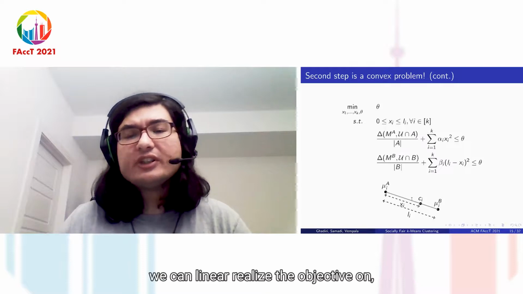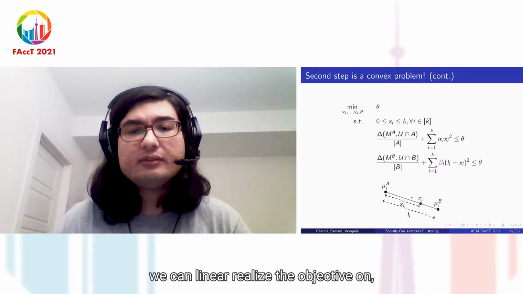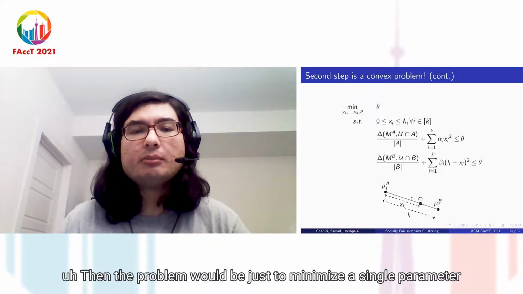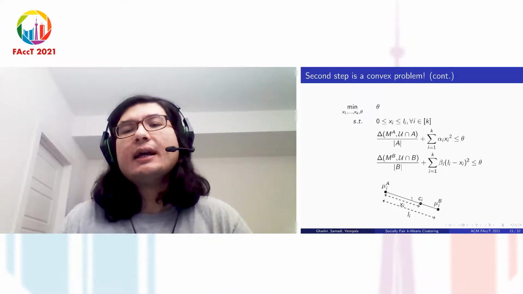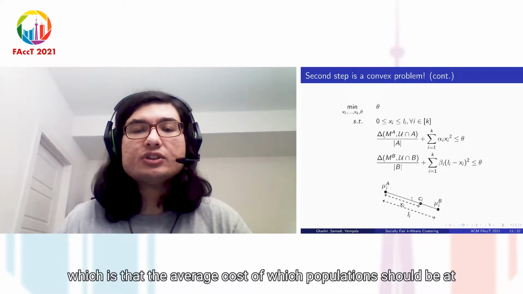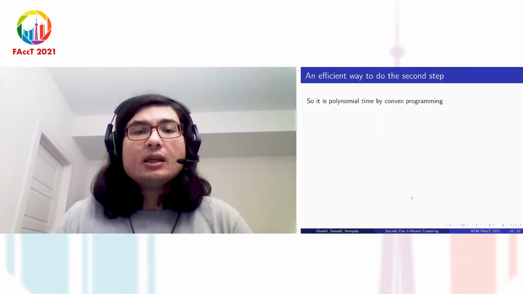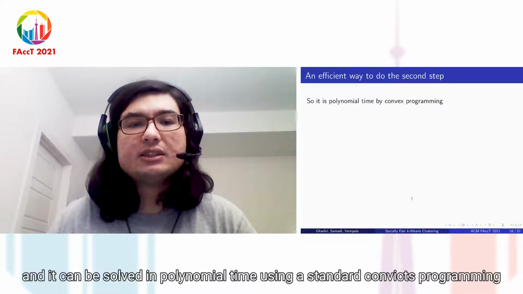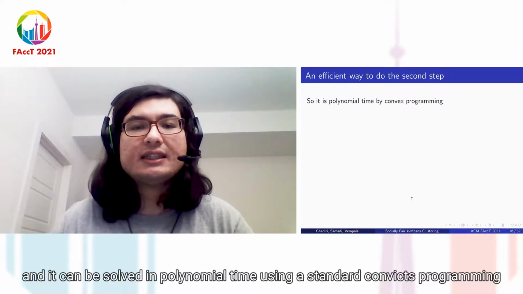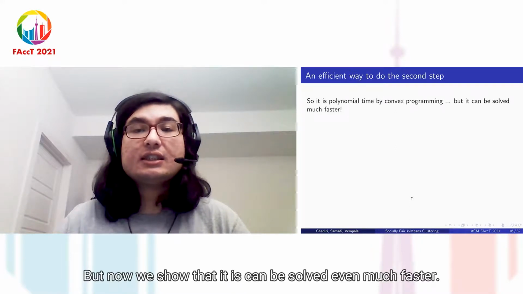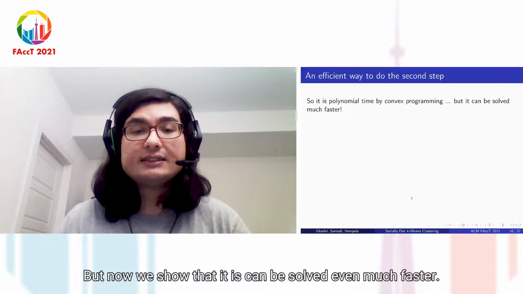We can linearize the objective, and then the problem would be just to minimize a single parameter theta, and we add two constraints, which is that the average cost of each population should be at most theta. This is a convex problem, and it can be solved in polynomial time using standard convex programming techniques. But now we show that it can be solved even much faster.